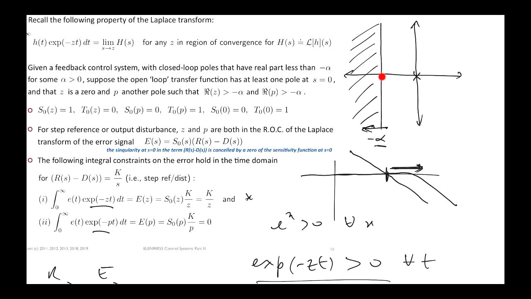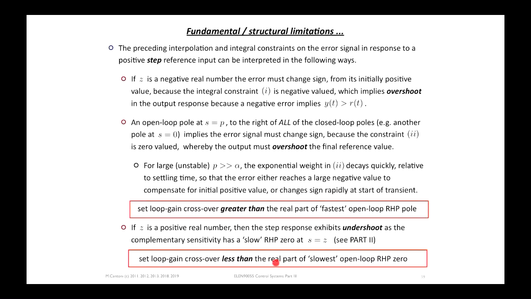All right? So if you don't want lots of undershoot, when you have a right half plane open loop 0, then you've got to make sure that alpha is closer to the imaginary axis than the right half plane 0. Okay? How can we ensure that? By bringing alpha closer to the imaginary axis, by bringing the crossover frequency down. Okay? Which gives us this rule of thumb, if you like.